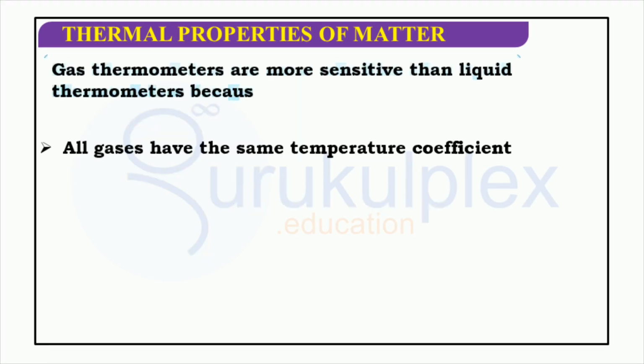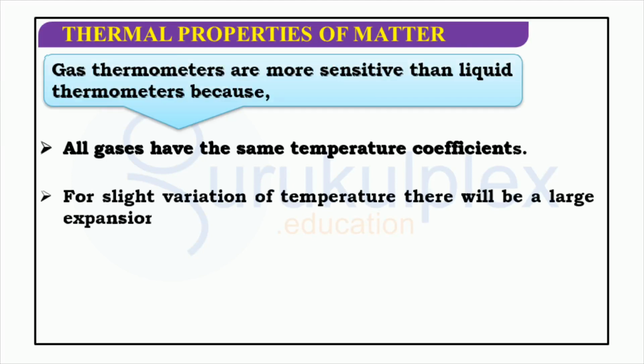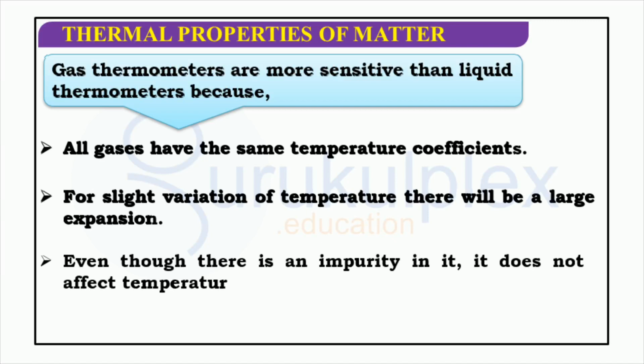Gases are often used in thermometers because of their unique properties. They have the same temperature coefficient, which means that a small change in temperature leads to a rapid expansion. Additionally, this temperature measurement process is not hindered by any impurities in the gas sample, making it a very precise way to measure temperature.